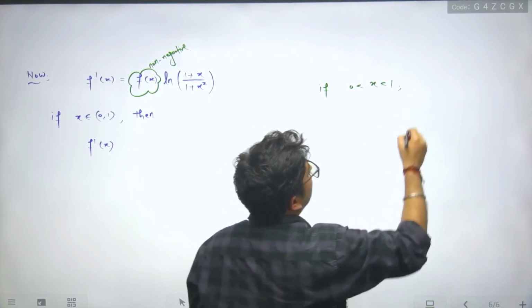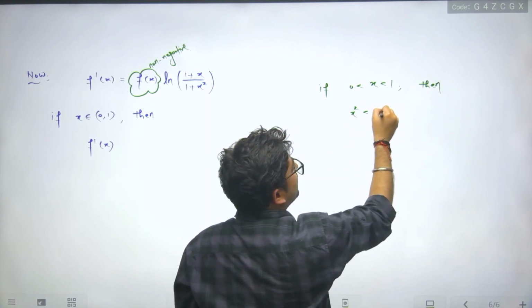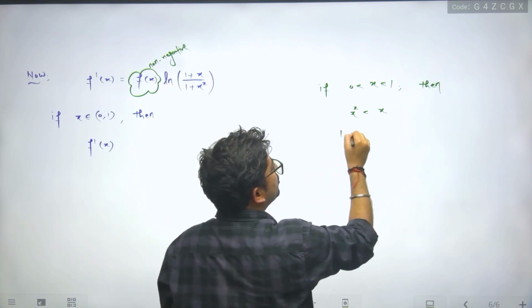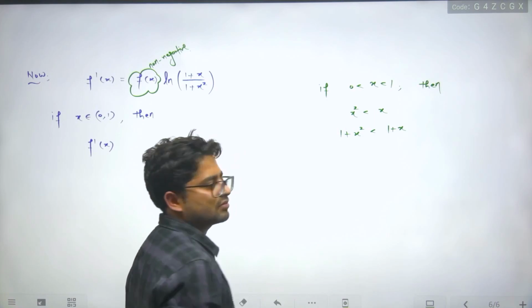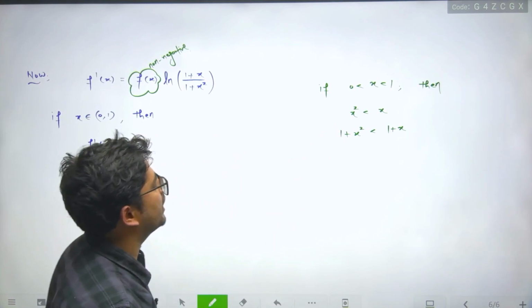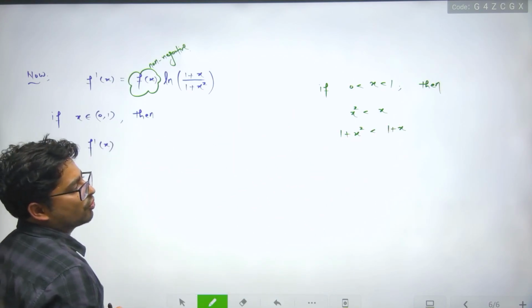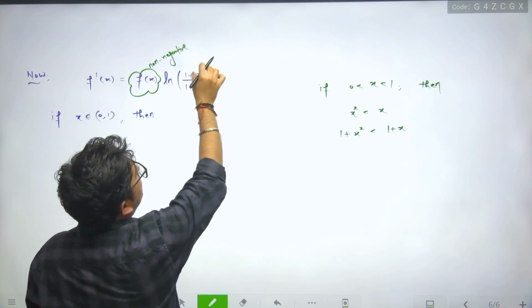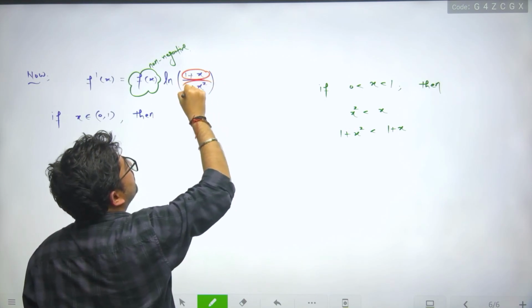If x is from 0 to 1, then x square is less than x. And if you add 1 on both sides, the inequality remains the same: 1 plus x square is less than 1 plus x. Both are positive because x is positive. So 1 plus x is greater than 1 plus x square.